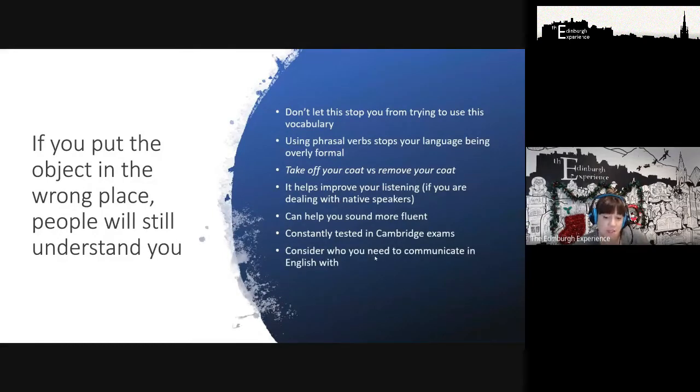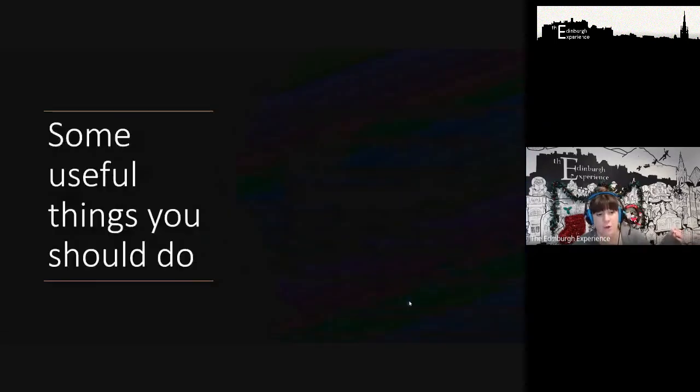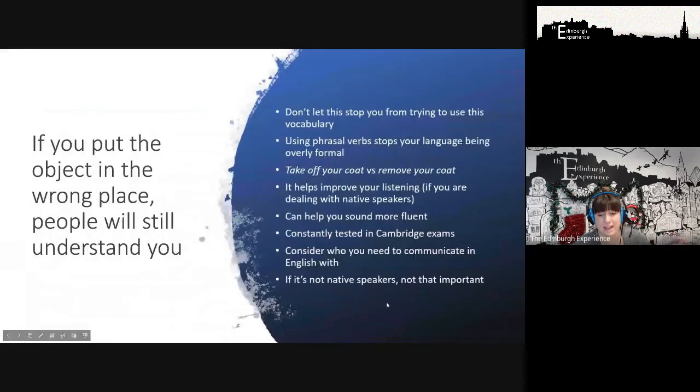However, you also need to consider who you need to communicate in English with. So if you have to communicate with people who aren't native speakers, so for example, if you're planning to use English in your own country to communicate as a lingua franca with other Europeans, then phrasal verbs aren't really a priority for you, because non-native speakers don't use them very much. On the other hand, if you are going to be living and working in the UK or in another English-speaking country and dealing with native speakers on a regular basis, then yeah, you do actually need to work with phrasal verbs and learn them too.